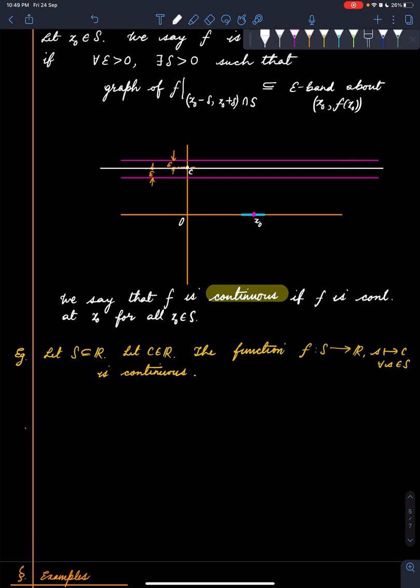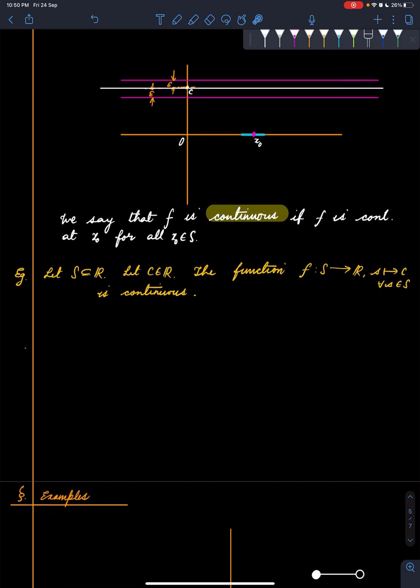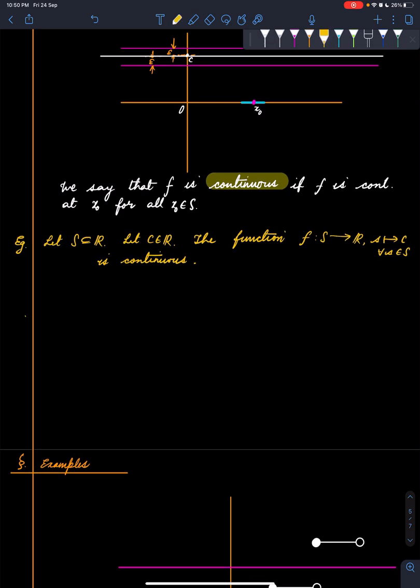Whenever you choose a point x naught in the domain of the function, you get the point x naught comma f of x naught, which is nothing but x naught comma C, because that's the only value the function takes. Now if you make an epsilon band around that point, the graph of the function doesn't leave the epsilon band within this small interval, because it doesn't leave the epsilon band in the entire real line. So it is as continuous as something can get.